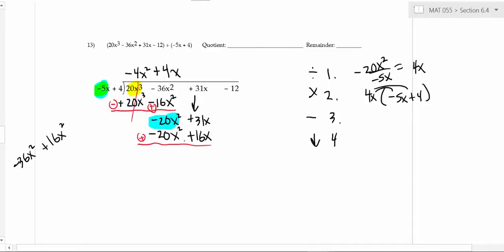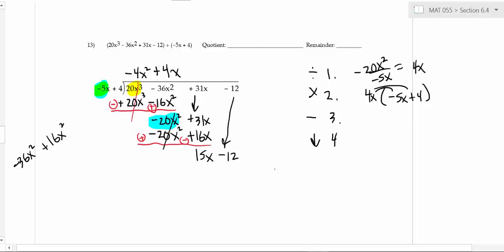Change the signs and add, because that's what subtraction is. Students usually do better if they do that. That's just my thinking anyway. So anyway, that goes to 0. 31 subtract 16 is 15, so that would be a 15x, like that. Then you're ready to bring down the next number.